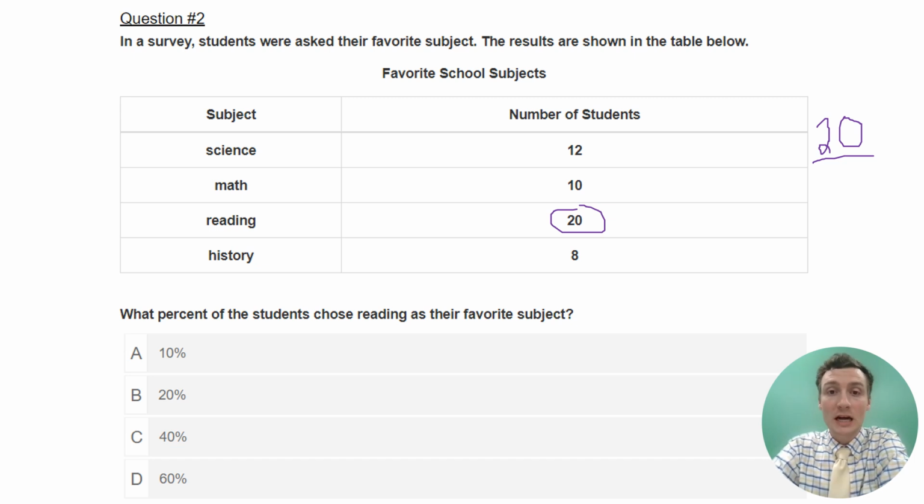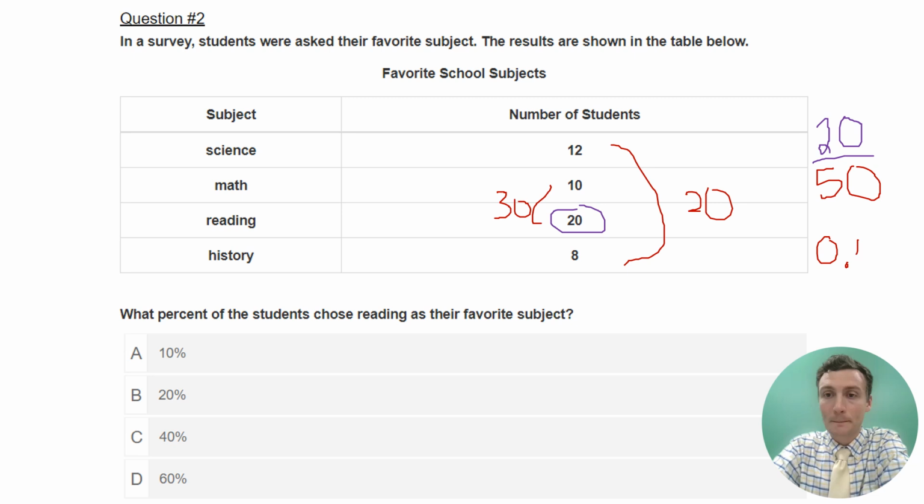So if I add all of these up, I know that 12 plus 8 is 20, and that 10 and 20 is 30. I'm adding in my head. 10 plus 20 is 30, and then 20 plus 30 is 50. So 20 divided by 50 gets me my answer. When I do that, I get 0.4 if I were to do it in my calculator. Now, 0.4 isn't an answer, but I also need to remember that I need to move my decimal point over 2 times, which turns 0.4 into 40%, which is C.